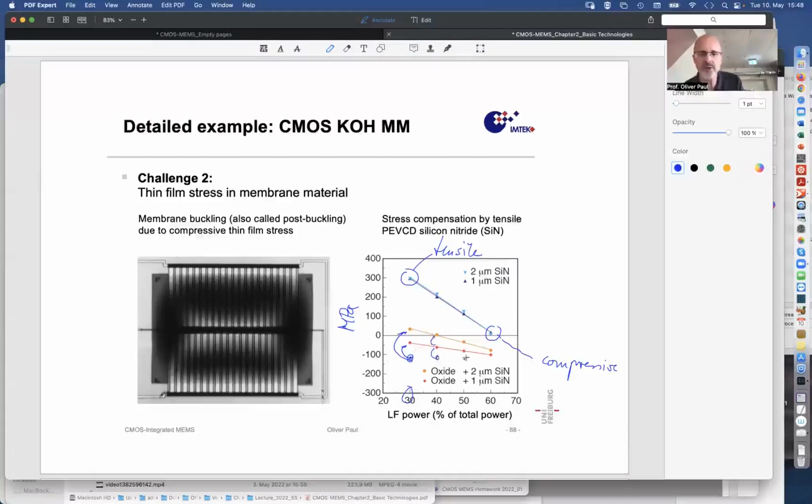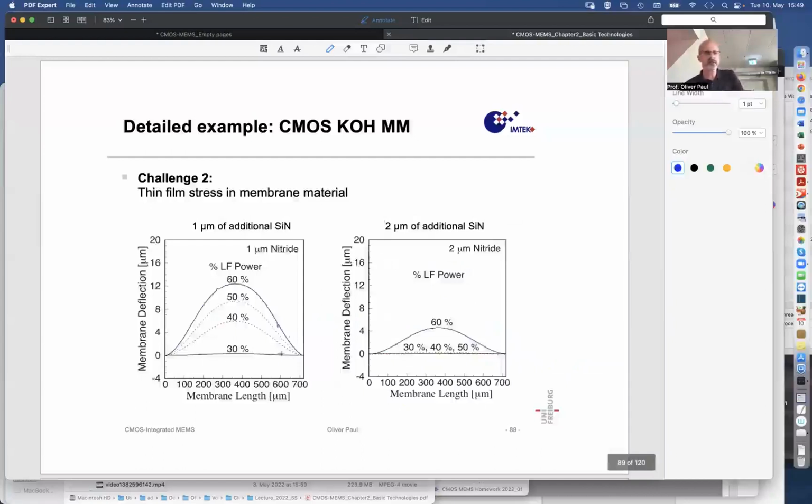And so now we can look at the bulging of those different membranes produced by these 8 combinations of 1 micron and 2 micron nitride on top of the oxide of that CMOS structure. And then you see that at least for the 30%, with 1 or with 2 micron nitride, we got a flat layer, a flat membrane.